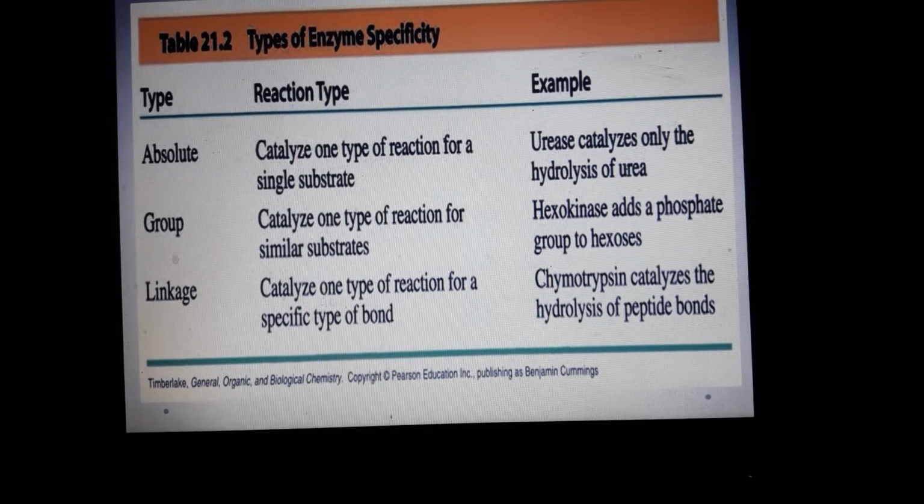Okay. Linkage, catalyzes one type of reaction, a specific type of bond. So, covalent lang. An example of this one is chymotrypsin, which catalyzes the hydrolysis of peptide bonds, or known to be the proteins also. So, specific na siya, specific type of bond. So, kung ang catalysis niya involves covalent, so covalent lang siya.